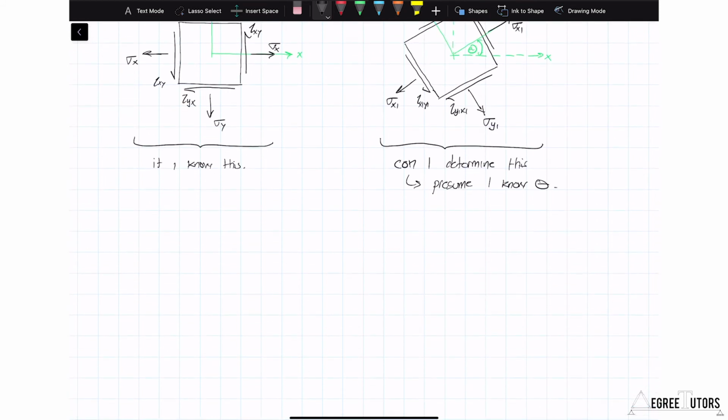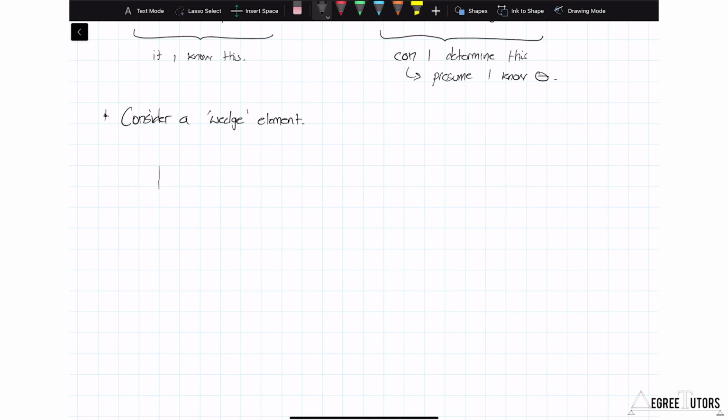The classic way that this derivation starts off is by considering a wedge element. So we can imagine an element which has a vertical face, a horizontal face, but then it also has an inclined face. And of course, there are going to be stresses that develop on these faces as well.